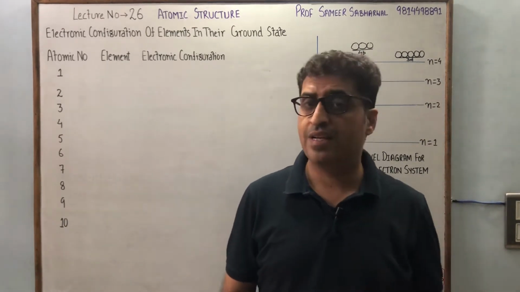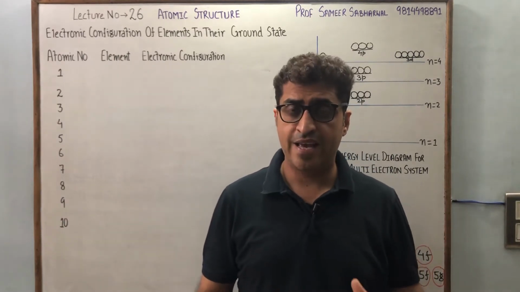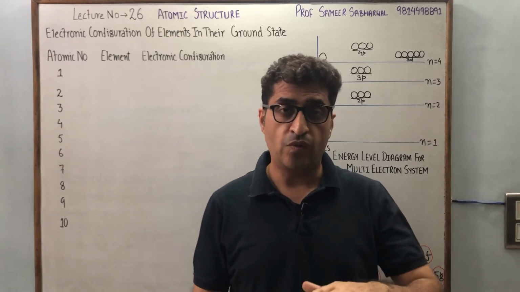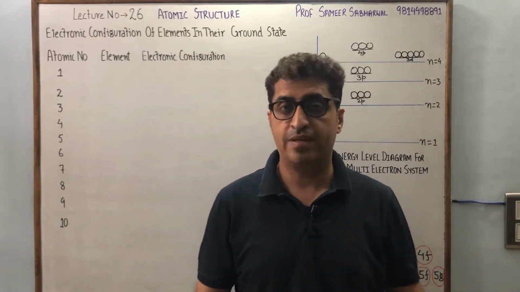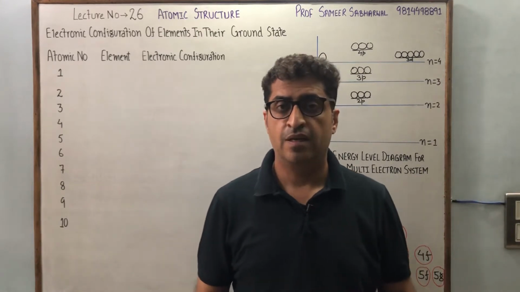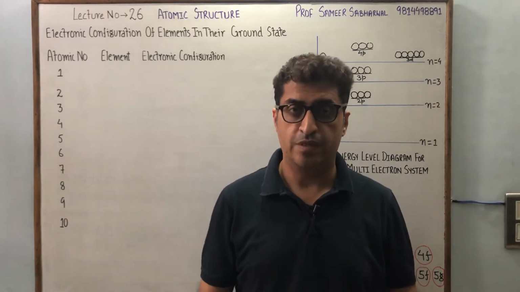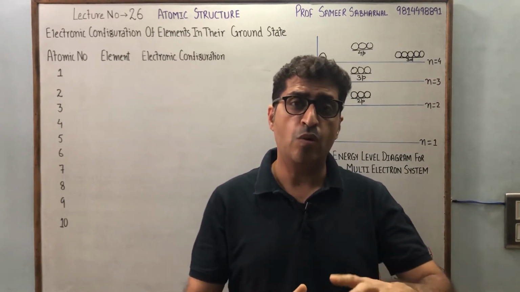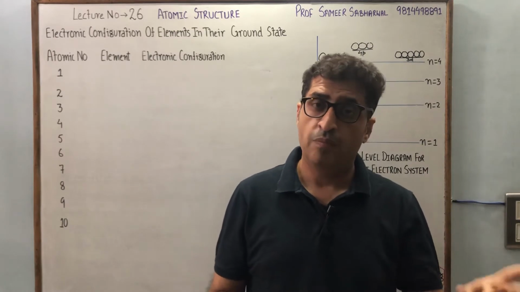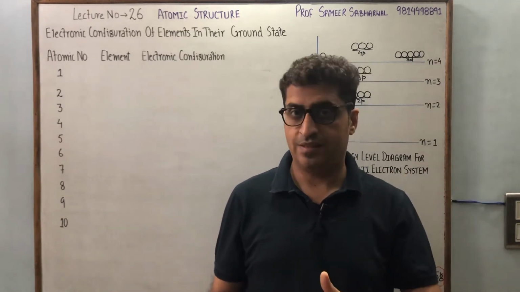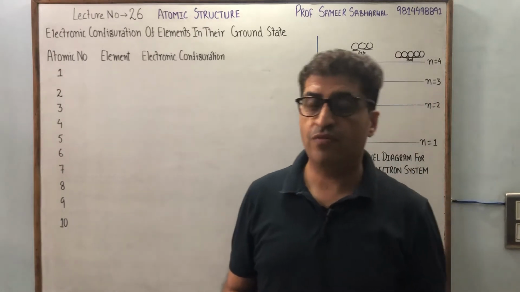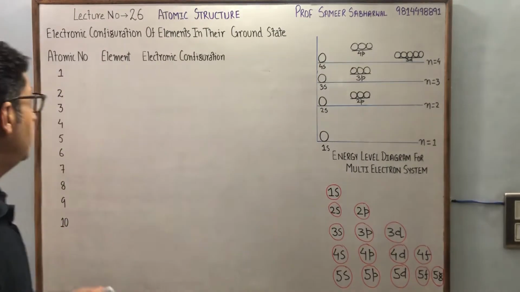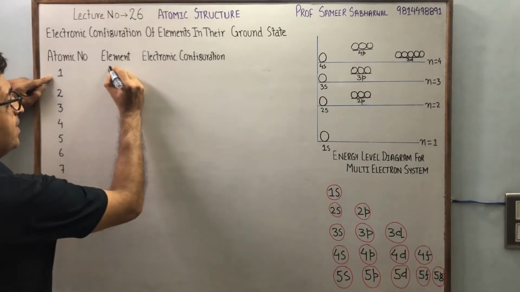In my previous lecture I gave you information regarding various rules for filling of electrons in orbitals, that is Hund's rule and Aufbau's principle. Now we are going to get complete information about those laws by filling orbitals. So let us start with the first element, that is hydrogen. If I start with atomic number 1, obviously that element is hydrogen.